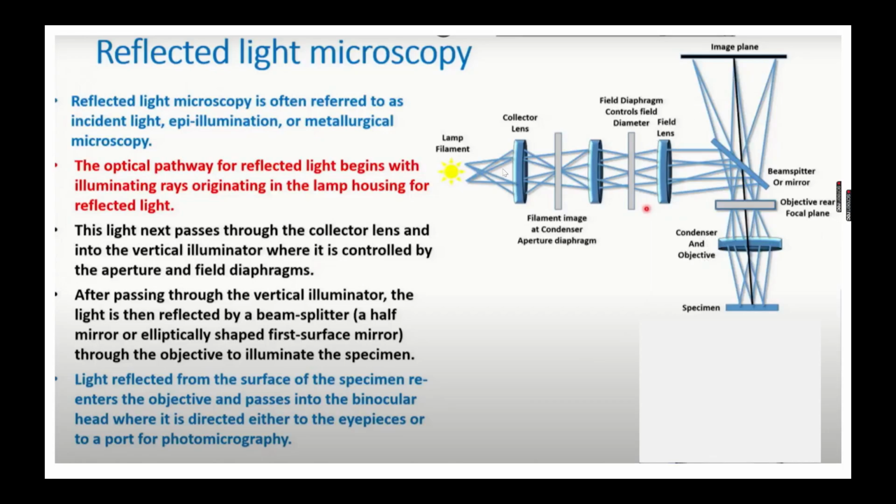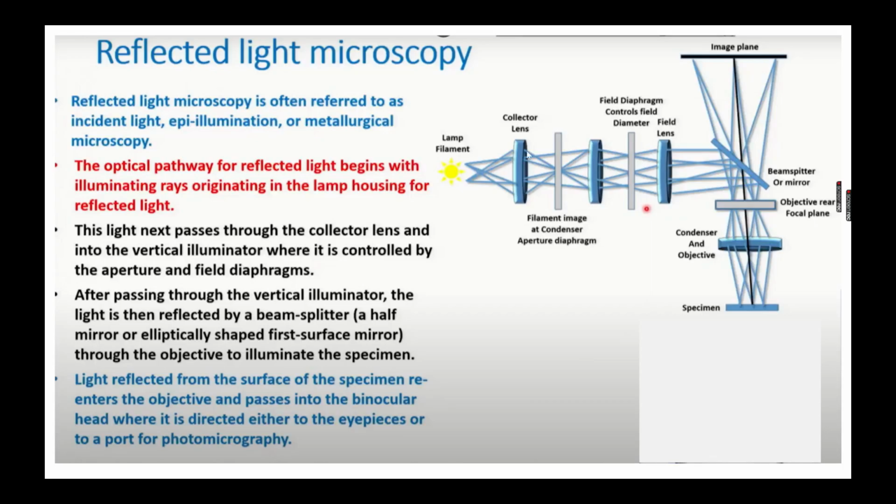So the light is coming, and there are also some apertures, and it is going through this beam splitter or the mirror, and through this specimen it is reflected, and then it is going to the image plane. So here in reflected light microscopy, the optical pathway for the reflected light begins with the illuminating rays originating in the lamp housing. So here the main fundamental is the reflection.